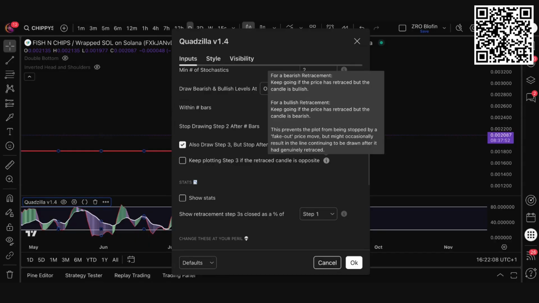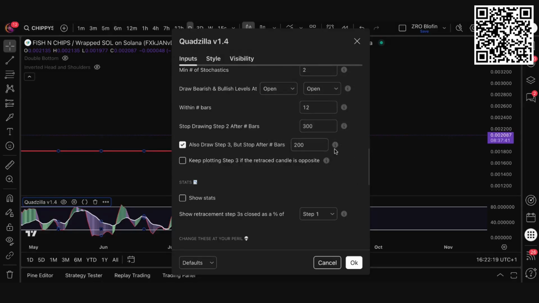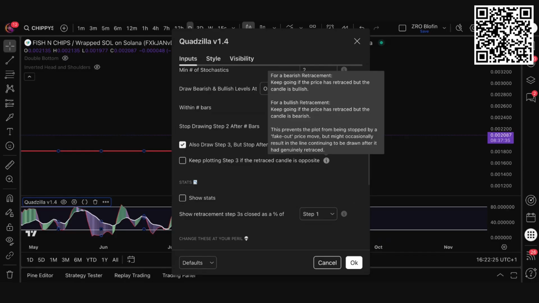Now for anyone who's trying to work out what a lot of these things mean, Maff has done a brilliant job at doing these tooltips. If you hover over this little eye thing, it tells you really extensively. I think you've done this so well. It's better than on any other indicator I've ever seen in my life. So for a bearish retracement, keep going if the price has retraced but the candle is bullish. For bullish retracement, keep going if the price has retraced but the candle is bearish. This prevents the plot from being stopped by a fake out price move, but might occasionally result in the line continuing to be drawn after it had genuinely retraced.